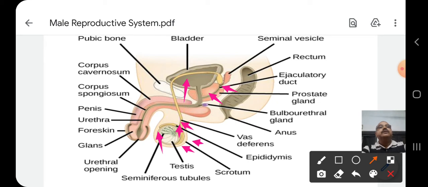The ejaculatory duct proceeds downward, passes through the prostate gland, then unites with the bulbourethral gland, then leads to the urethra, which opens to the exterior at the tip of the penis.